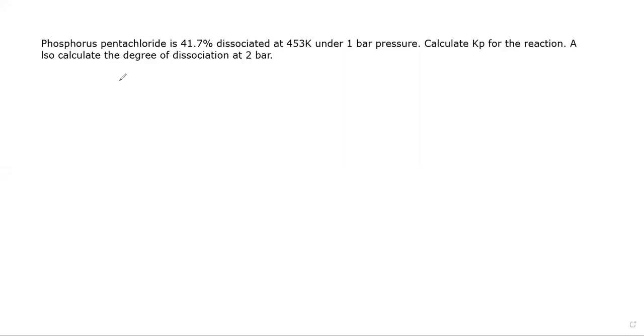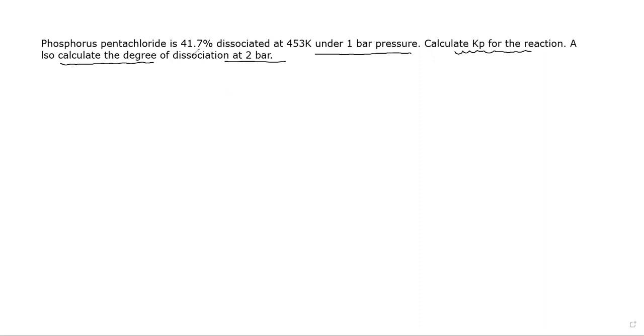Hi, in this numerical, they ask about dissociation of phosphorus pentachloride, and the information is provided here that phosphorus pentachloride is 41.7% dissociated at 453 Kelvin under 1 bar pressure. Then we need to calculate Kp for this. Then we need to calculate the degree of dissociation at 2 bar. So this is the problem.